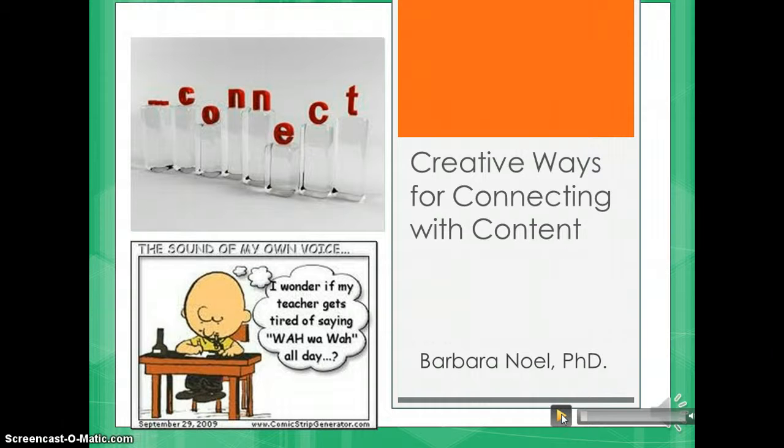Welcome to the presentation on creative ways for connecting with content. As you can see by Charlie Brown's little thinking cloud, this has a lot to do with how to help your students connect to content in ways that they can understand and enjoy.